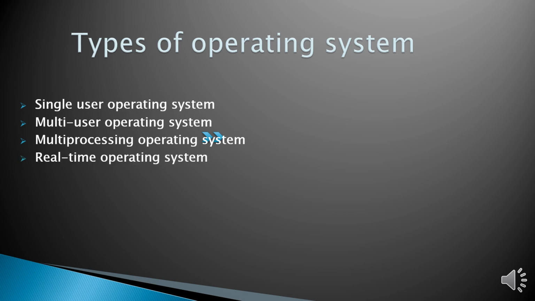Our next operating system is real-time operating system. What is a real-time operating system? This type of operating system is designed to control machines such as guided missiles, nuclear reactors, and online ticket reservation systems. It is a multitask operating system, meaning multiple persons can use this operating system at the same time.